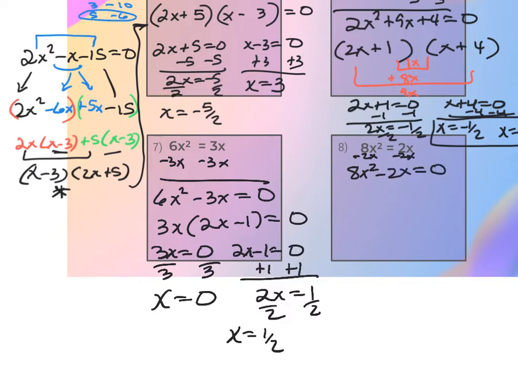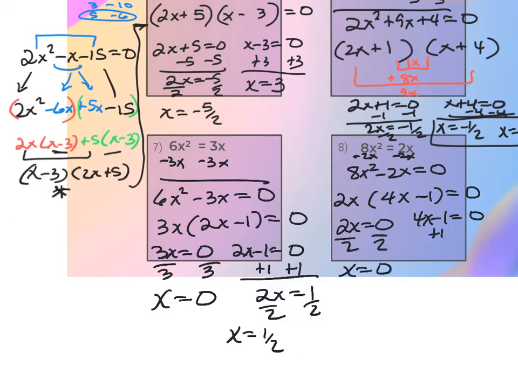And again, it's not a trinomial. It's not the difference of two squares. So again, I'm going to factor out a GCF. I'm going to set each factor equal to 0. 2x equals 0, 4x minus 1 equals 0. Divide by 2, and x equals 0. Add 1, 4x equals 1, divide by 4, and x equals 1/4.